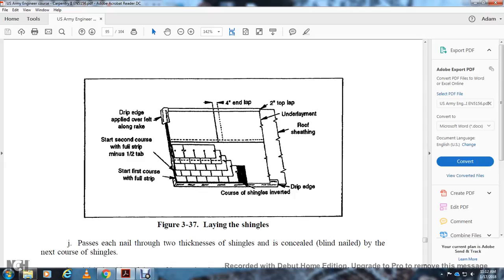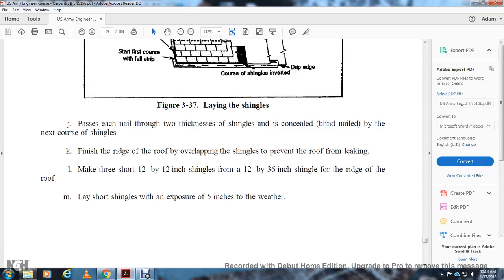It shows the 4-inch end lap, the top, the 2-inch top lap, underlayment, the roof sheeting, drip edge, and the starting course of shingles inverted. Starting the first course of the full strip, the second course of the full strip minus 1/2, and the drip edge along the rake. Pass each nail through the 2 thicknesses of shingles, concealing the blind nail by the next course of shingles. Finish the ridge of the roof by overlapping the shingles to prevent the roof from leaking.